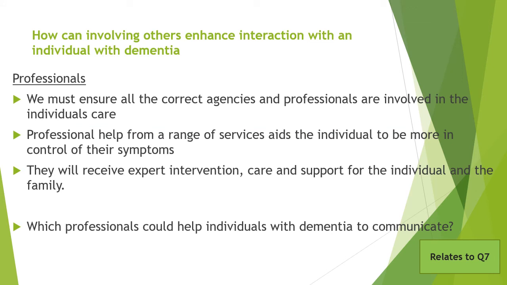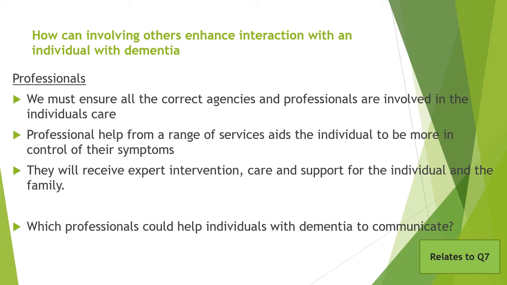So we're now going to focus on the slides relating to question number 7, and we're going to look at how involving others can enhance interaction with an individual with dementia. Now, we've talked about multi-agency working in other sessions, and when we're looking at people with dementia and working with them, there are other people, other agencies involved. So professionals. So we must ensure that all the correct agencies and professionals are involved in the individual's care.